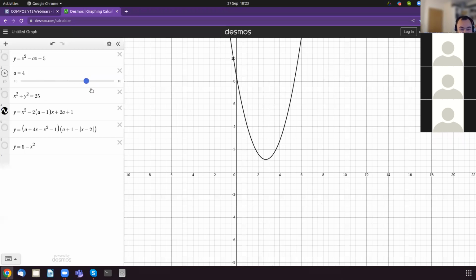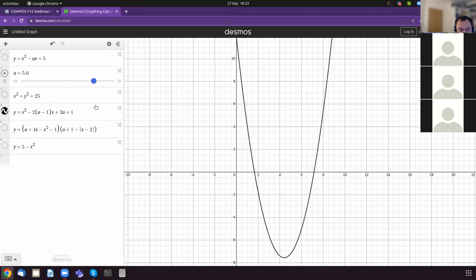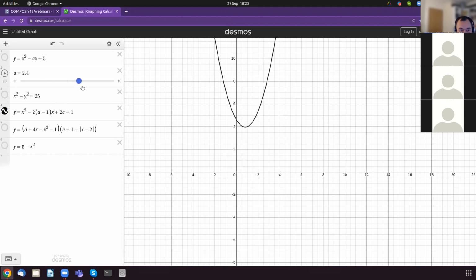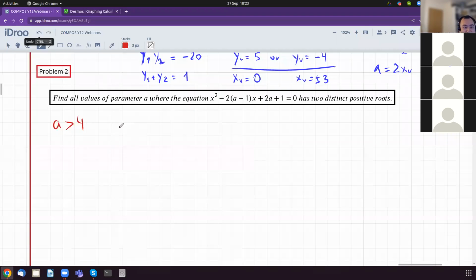It would be difficult to do it manually, but certainly doable. So the answer should be a greater than 4. Let's prove that. It has two roots. That means the discriminant is positive. So the discriminant is b squared minus 4ac.